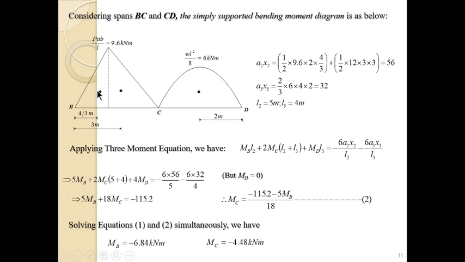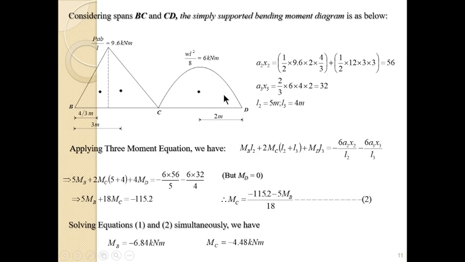A2 is the area, and we have two components. This one is half base times height, multiplied by the central distance. For this other one, half base times height, the central distance is 3. So we have this component. If you work it out, it gives you 56.